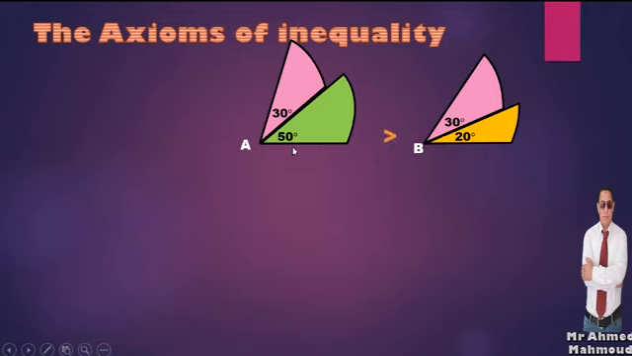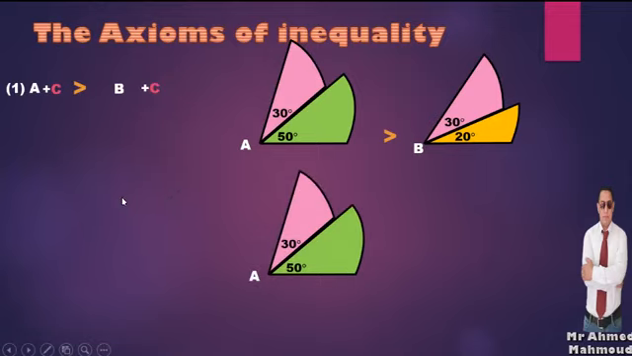Again, if we have angle A and angle B, and we add the same number to both sides, then still A plus the new number is greater than B plus the new number. Briefly, if A is greater than B, then if we add C to both sides, still A plus C is greater than B plus C. Okay, another axiom.